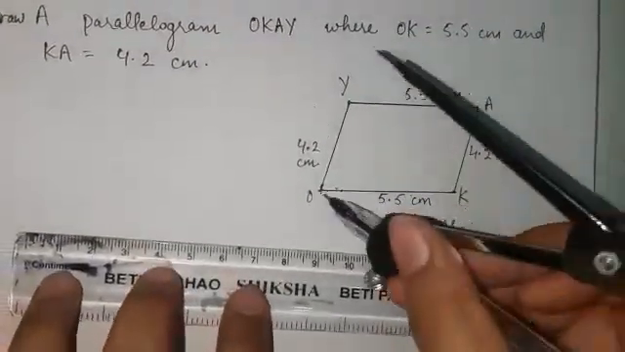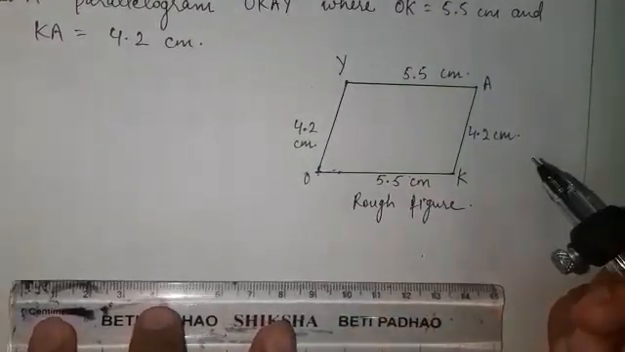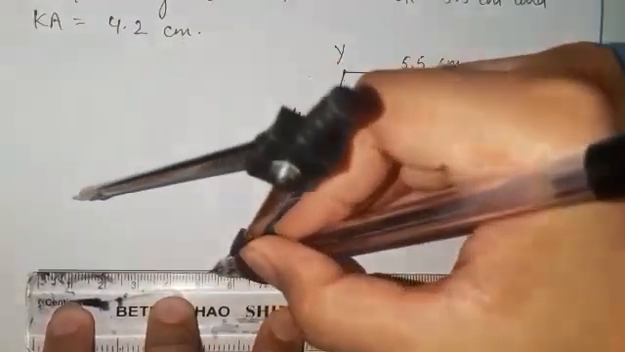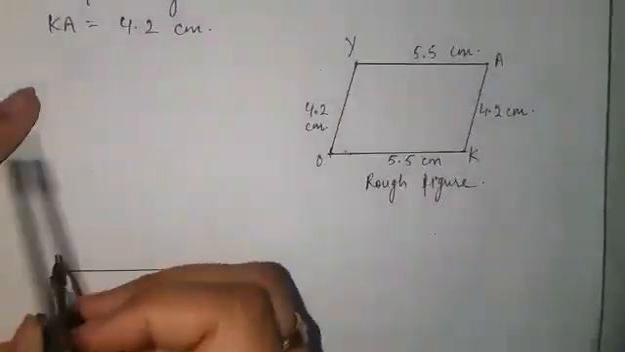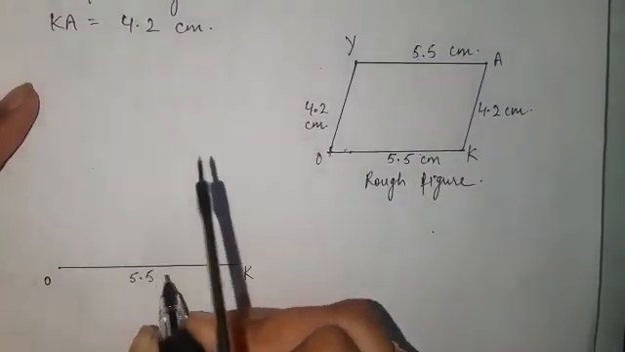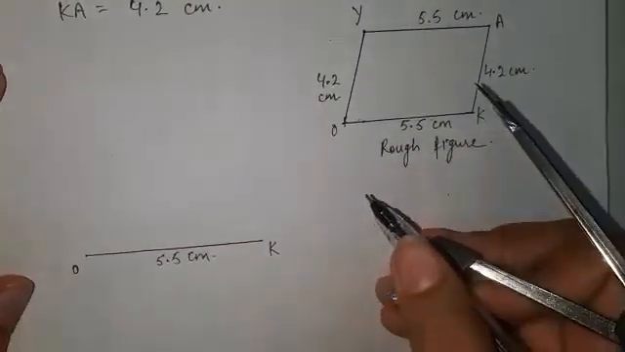Firstly, we draw the side that is given, that means the side 5.5. Draw the side 5.5. This is a line segment of 5.5 centimeters. Now without an angle we cannot proceed further.